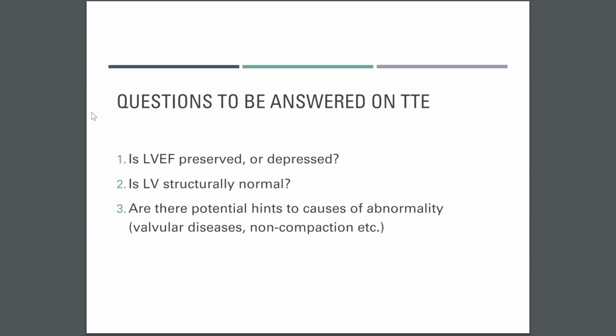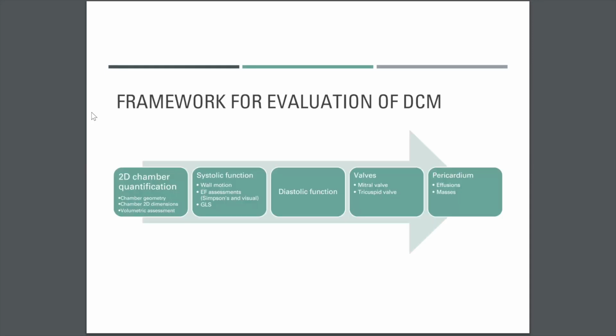So what are the specific questions we need to address on the TTE when we look at these patients? The first question is really, is the LV preserved or depressed? Is the LV structurally normal? And lastly, are there potential hints to the causes of the abnormalities? To do this, I propose a very basic framework of echo evaluation of dilated cardiomyopathy. I think a really good 2D evaluation, or a really good echo evaluation of DCM, should include at least the following.